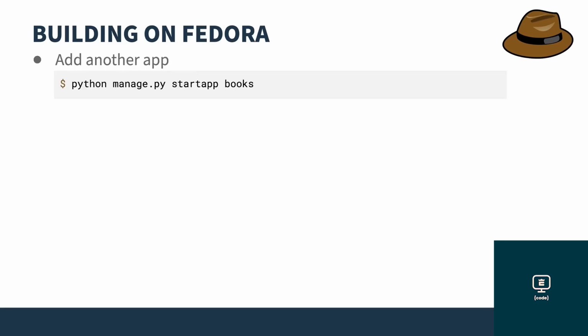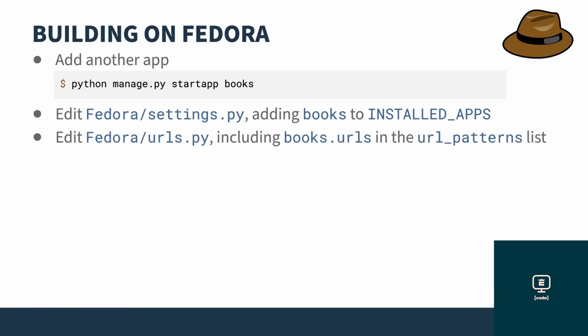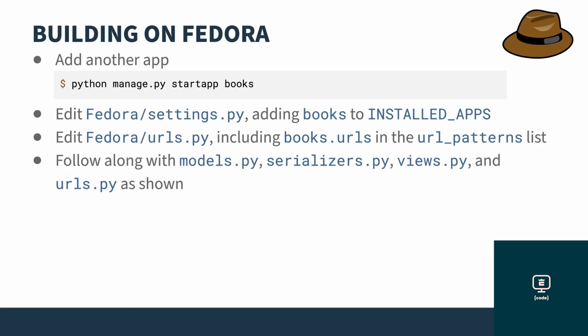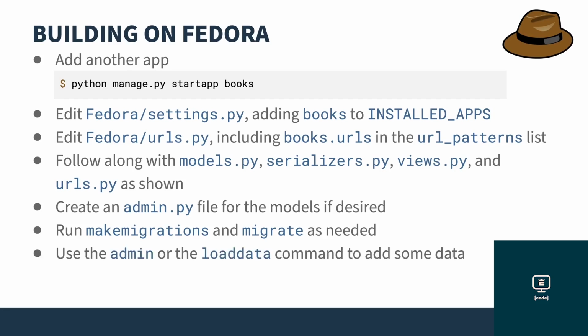Now I'm going to add another app for books. This will be where I demonstrate the permissions. If you're writing the code yourself while you're following along, you're going to need to change the settings file to add books to the installed apps, change the URLs file to include books.urls, and then create the files that I'm going to show you for your models, serializers, views, and URLs. Like before, you'll need to create your own admin file or pick one from the supplementing materials if you wish to use the admin to create your data. You'll need to run makemigrations and migrate as necessary on the models, and then use the admin or a load data command to get data in so that you can play with the REST content.